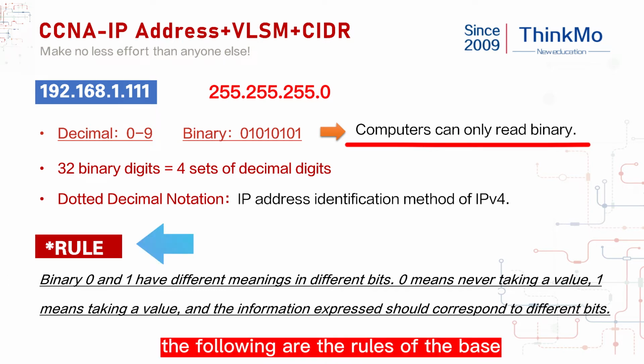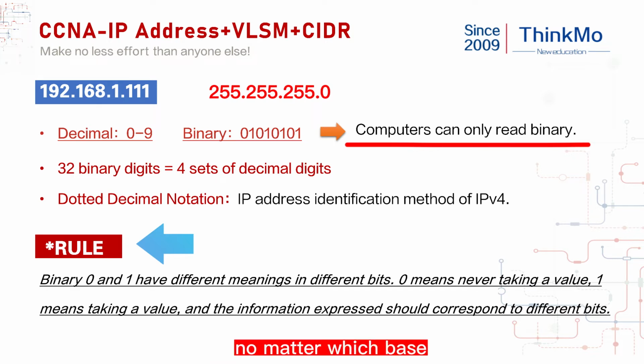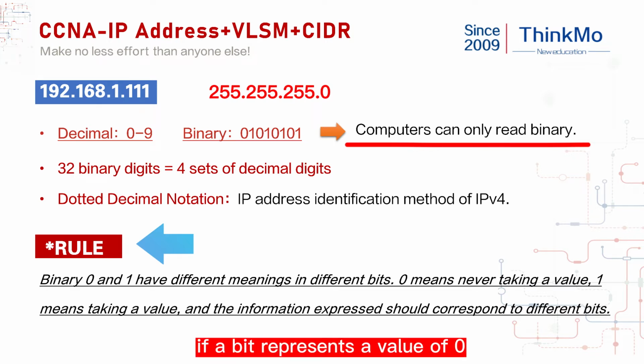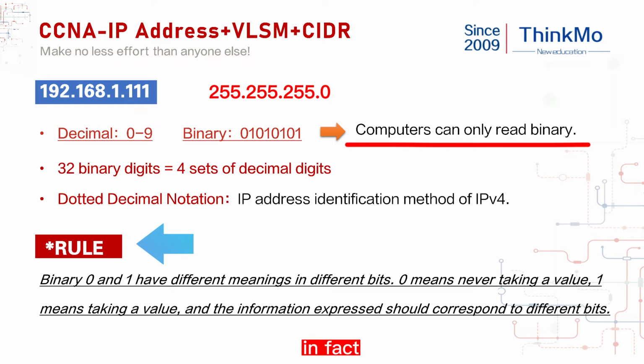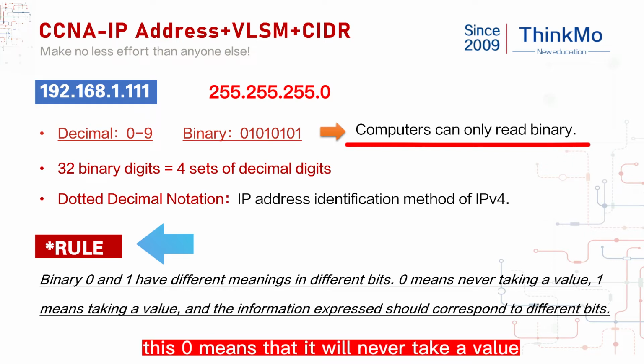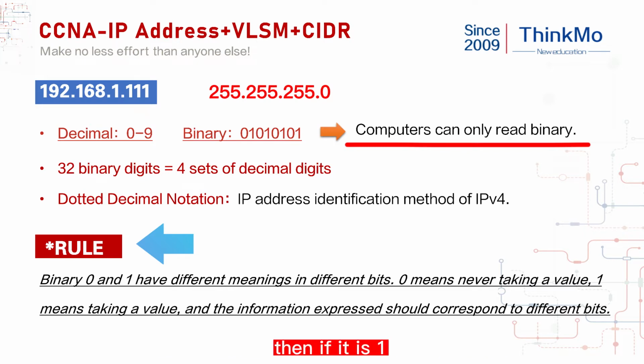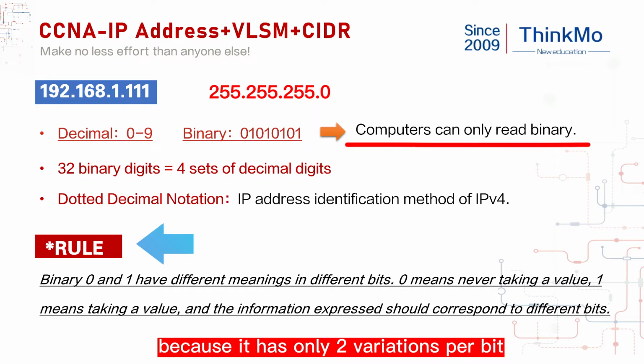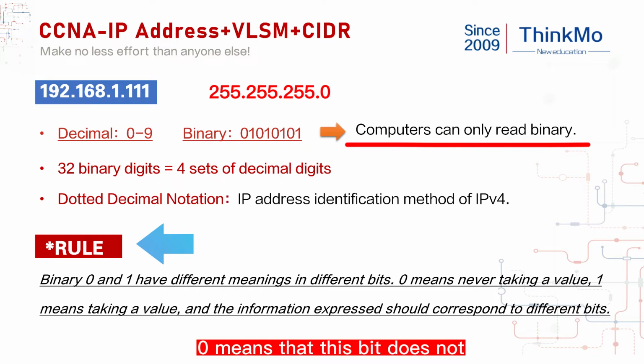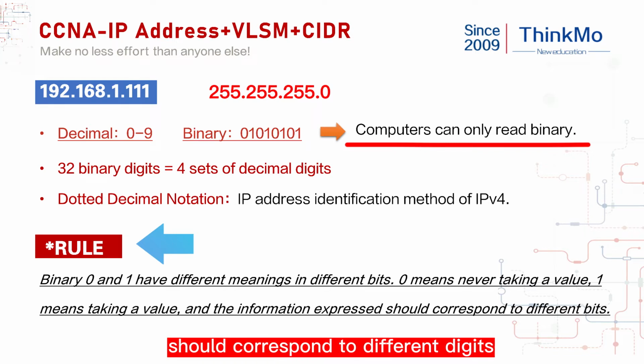The following are the rules of the base. Binary 0 and 1 mean different things in different bits. No matter which base, if a bit's digit is 0, this 0 means that it never contributes a value. If it is 1, it represents the value. Because it has only 2 variations per bit, 1 means this bit has a value, and 0 means this bit does not. The information we express should correspond to different digits.